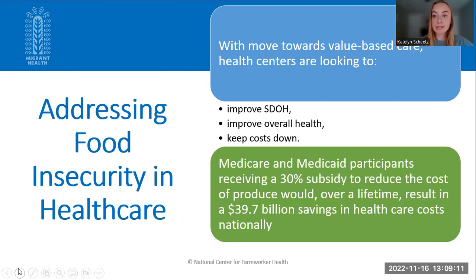And when we look at a systems-wide analysis of the costs associated with Food Rx programs, one study found that giving Medicare and Medicaid participants a 30% subsidy to reduce the cost of produce would result in a $39.7 billion savings in healthcare costs nationally over a lifetime. So while we see often that healthcare is addressing downstream effects of social drivers of poor health, this is an opportunity to address these issues further upstream and save the patients and the healthcare system a lot of money in the process. Next slide.